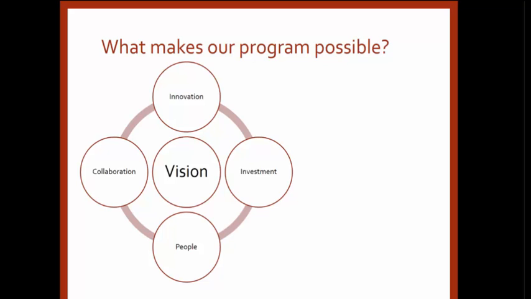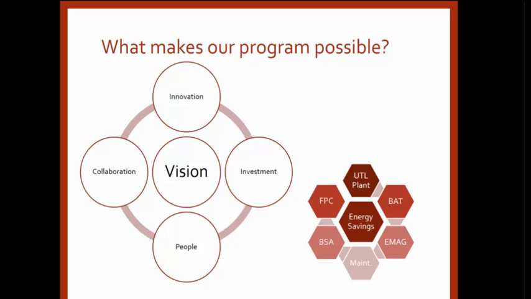And what makes this program possible? Well, it starts with a vision, of course, but then it takes some innovation, some investment, the right people, and then making sure that the right people are collaborating with each other to achieve this vision. And we have various groups, and I understand there's acronyms here, but the utility plant, the building automation technology group, the energy management group, maintenance, the building business system analysts, and the planning and construction folks, they all work together in collaboration to make this program possible.